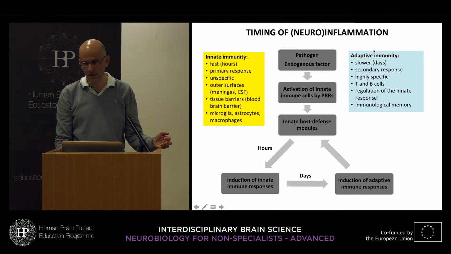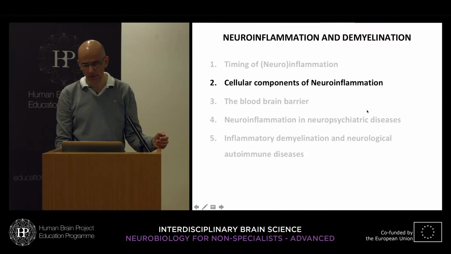In contrast, adaptive immunity is slower. It occurs within days. It's a secondary response, which is highly specific, involves T and B lymphocytes, so cells of the peripheral immune system, regulates the innate immune system, and generates immunological memory, which brings us to the cellular components of neuroinflammation.